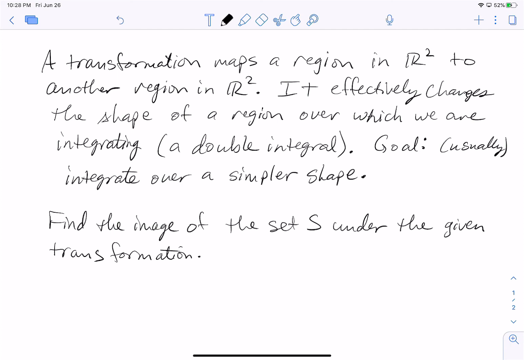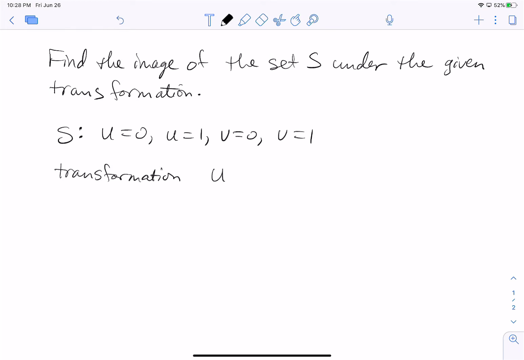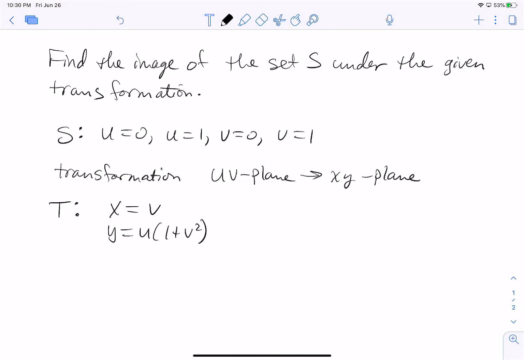Find the image of the set S under the given transformation. S is bounded by u equals 0, u equals 1, v equals 0, and v equals 1. The transformation is going to be from the uv plane to the xy plane. The transformation is denoted T here, and it's given as x is equal to v, y is equal to u times the quantity of 1 plus v squared. That squared is inside the parentheses.